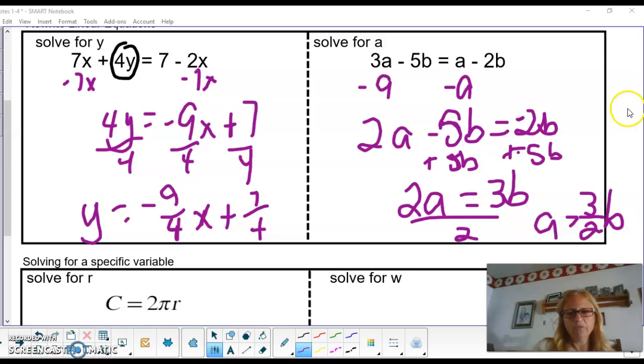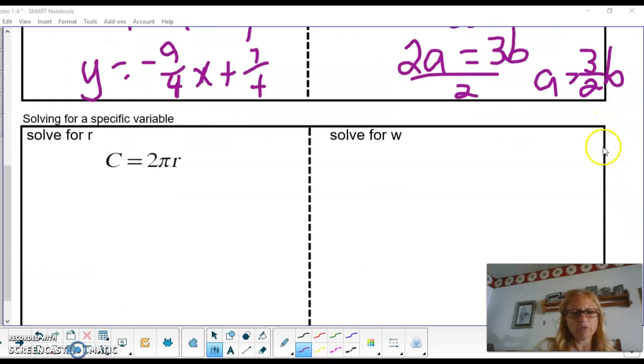So we're going to move on to a little less traditional than what you're used to, and that is your circumference formula. The circumference of a circle, the distance around a circle, the formula is C equals 2 pi r. Now, why would you want to solve for r?